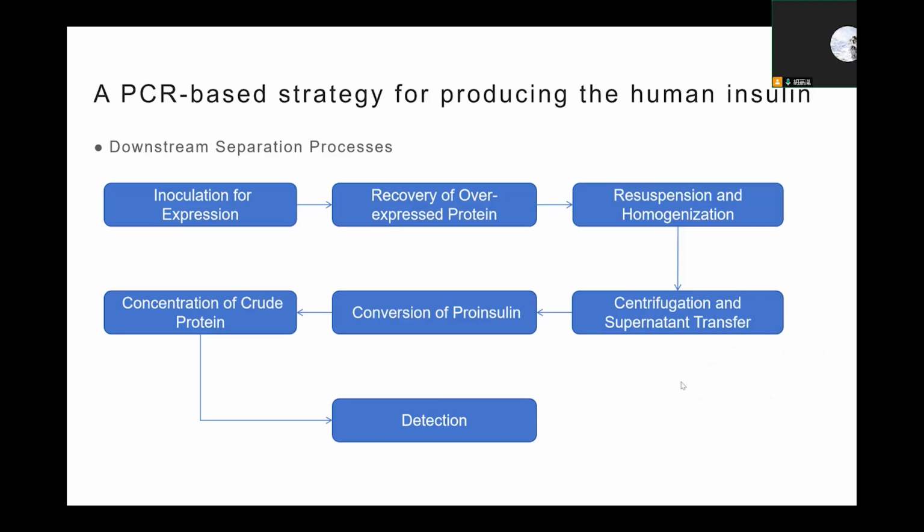After that, the proinsulin was converted to mature human insulin as a result of autocatalytic cleavage. In the end, the crude protein was concentrated using Amicon ultrafiltration centrifugal filters. Above all, we go to the detection.